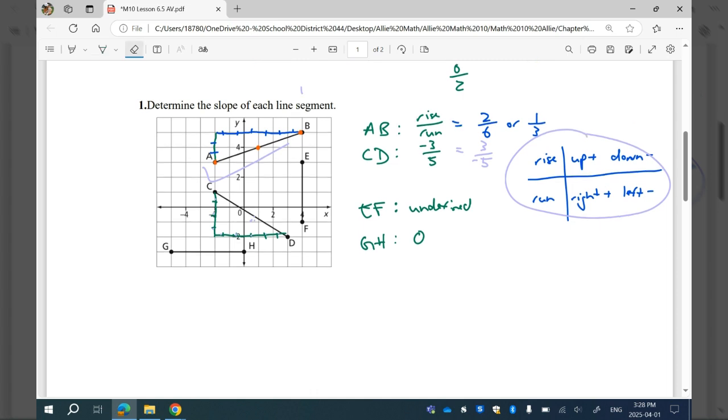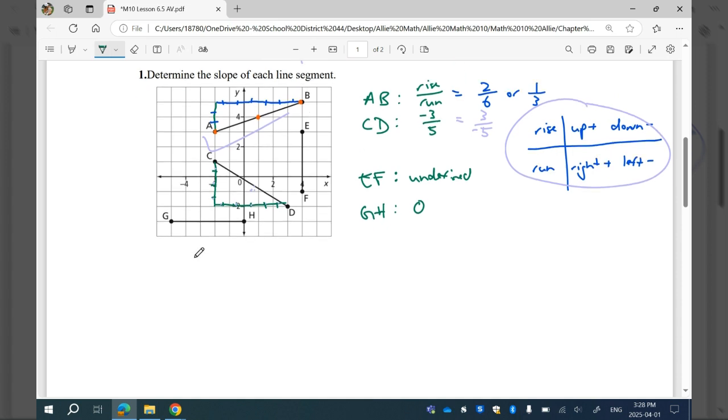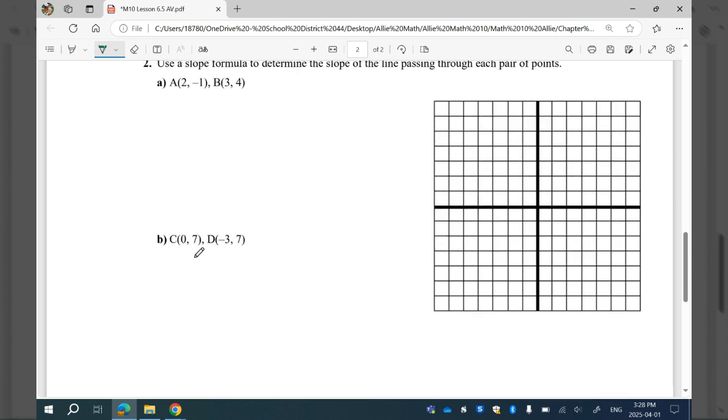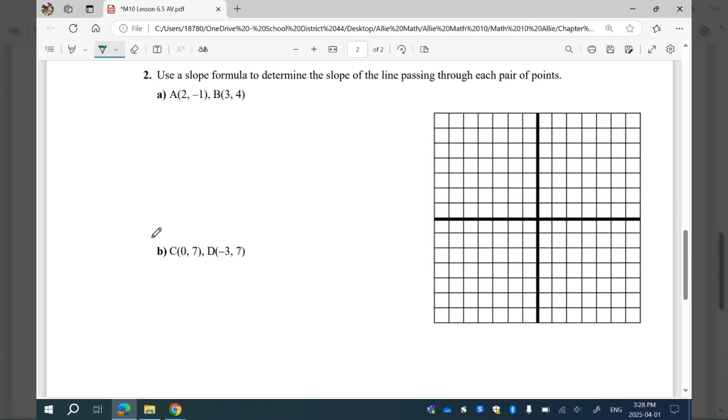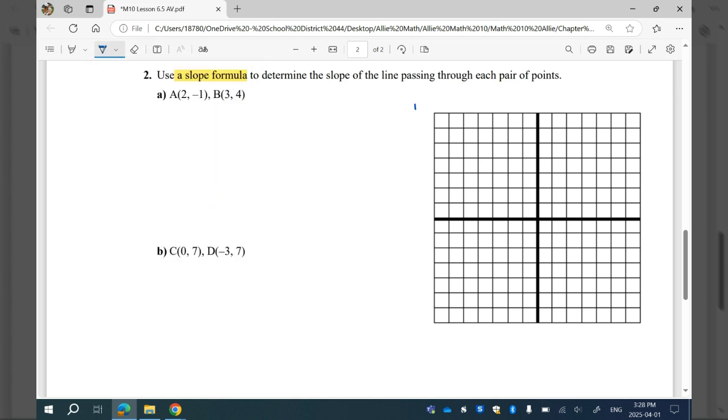We'll do a couple where we use rise over run, and we'll also use some of our other formulas. So number 2, use a slope formula. It just says a slope formula, which is a good indication that you might be able to solve this more than one way, to determine the slope of the line passing through each pair of points. So they've given us a handy graph. I'm going to start by graphing them. We have 2, negative 1. There's our A.